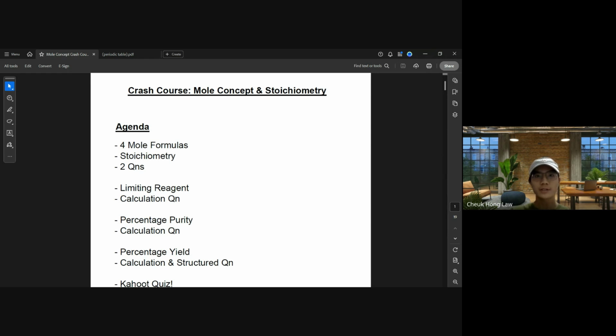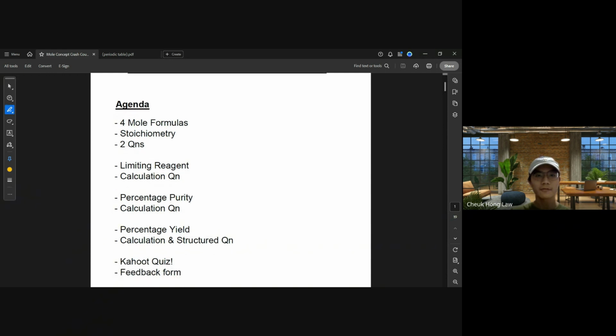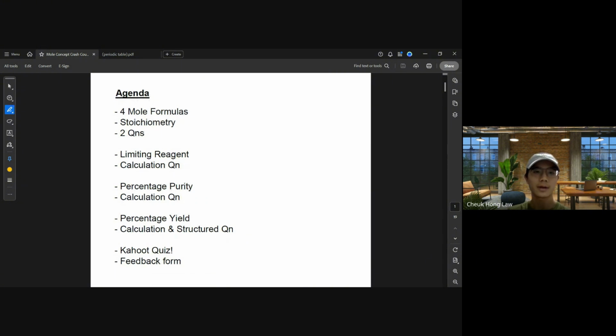So today's crash course is on mole concept and stoichiometry. Okay, our agenda today, we will go through the 4 mole formulas. Then we'll go through stoichiometry, and there'll be 2 questions that I'll go through as well. Then after that, limiting reagent, percentage purity, and percentage yield. Okay, so 5 key components today, right?